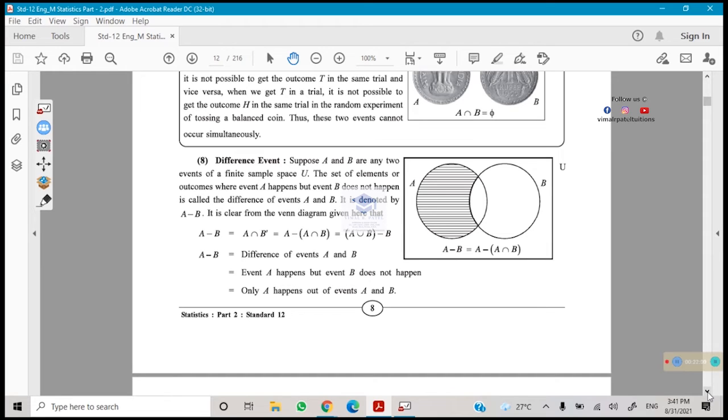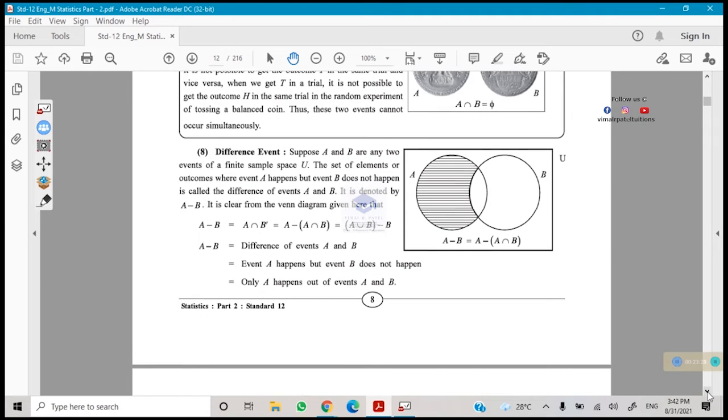A minus B is also denoted by A intersection B dash, or A minus A intersection B, or A union B minus B. All these notations and symbolic presentations are correct. It means it is the difference of events A and B, where event A happens but event B does not happen. Only event A happens.